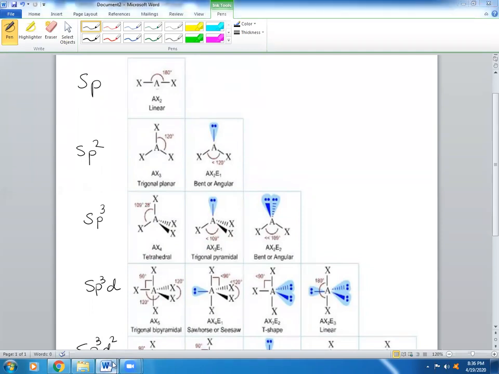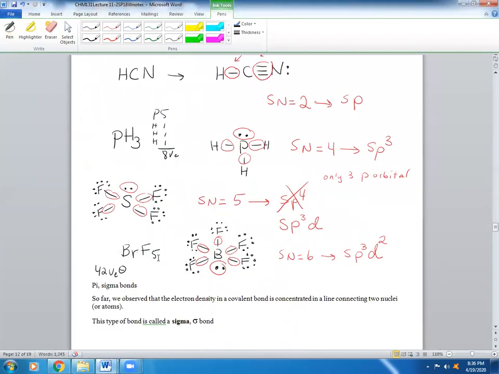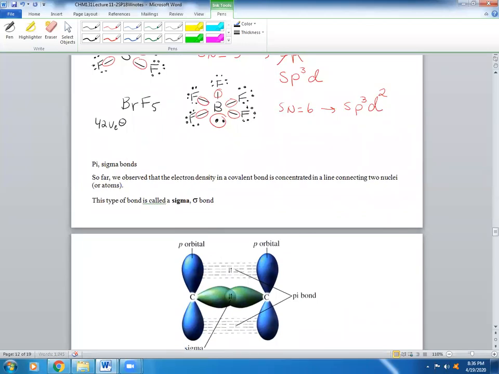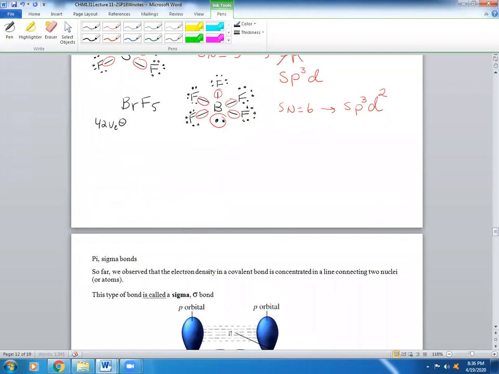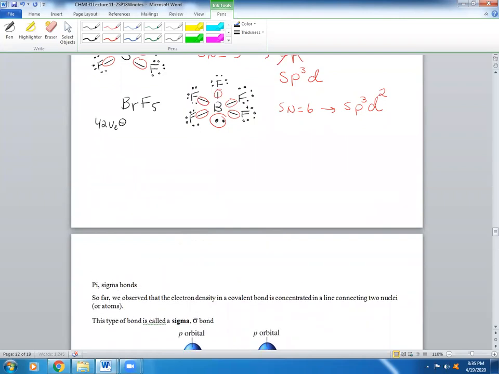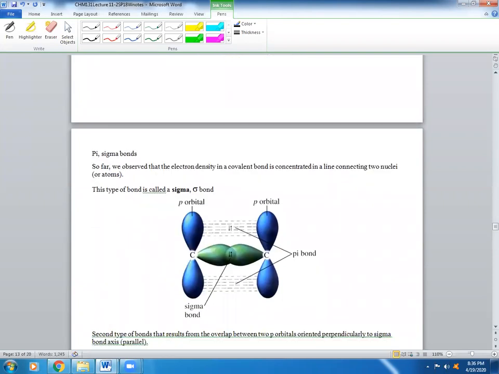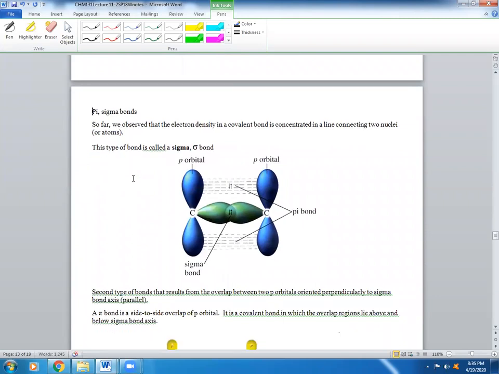So let's go now to our next topic, which is pi and sigma bonds. So pi and sigma bonds, and let me move them down here. So pi and sigma bonds are essential. A good understanding of that is also essential for organic chemistry. So let's talk about pi and sigma bonds.